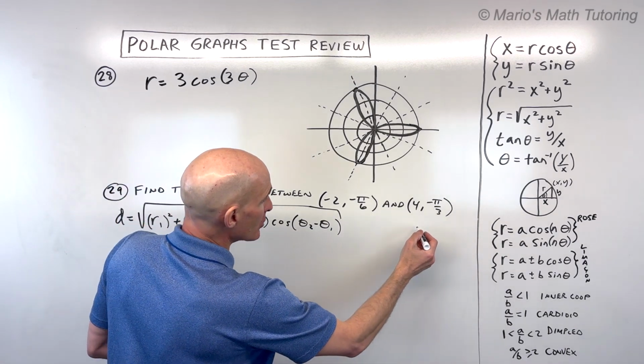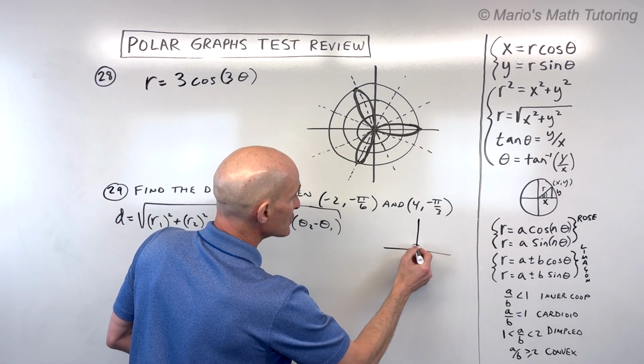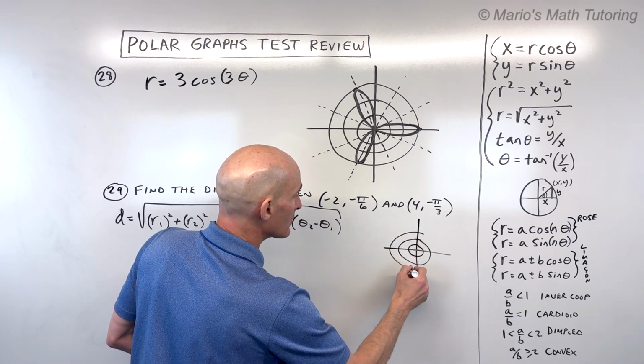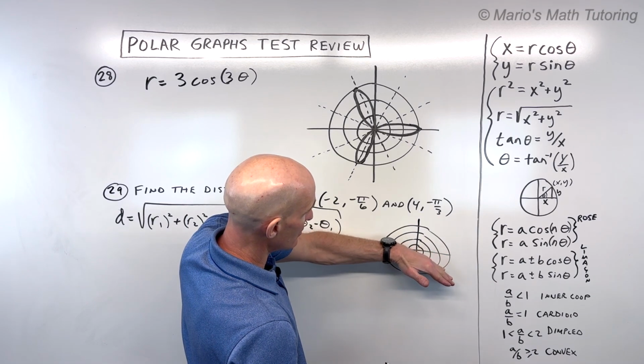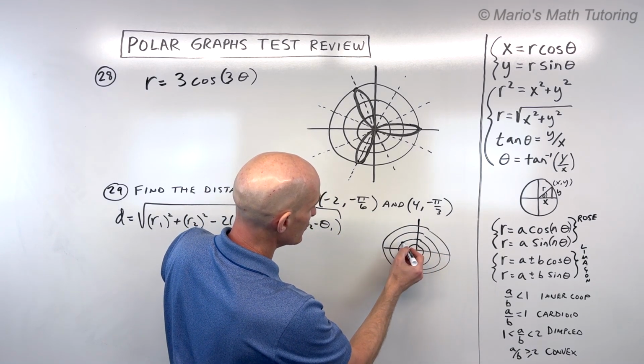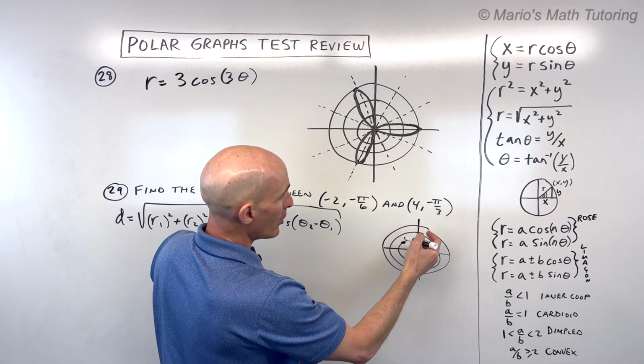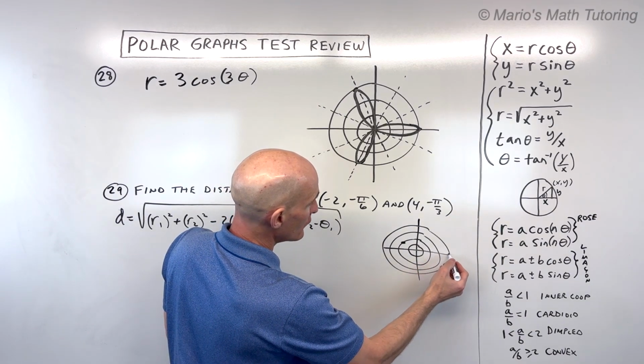Again, if you want a picture, we can kind of draw a little diagram just to visualize what's happening here. These points, all right, let's see, negative pi over 6 is here. Negative 2 means we go through the pole, so that puts us right about here. 4, negative pi over 3 would be 1, 2, 3, 4.